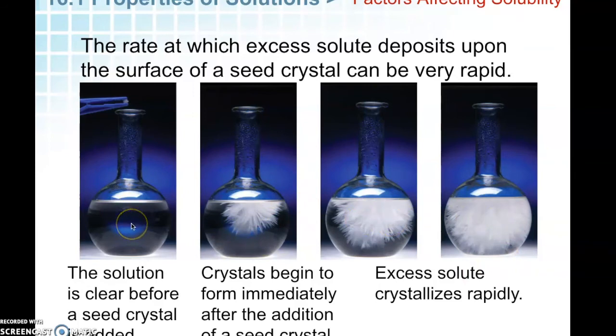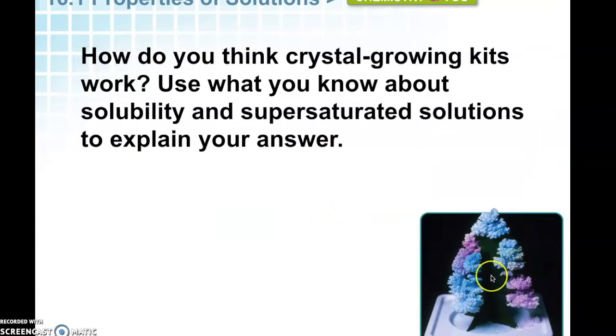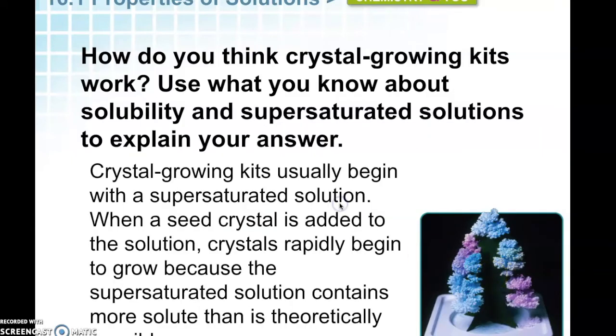And this is supersaturated, which means it's above the line. And then we add one crystal, and it goes all the way over. And we see all the other crystals forming. And that's how crystal growing kits work. Okay, they use seed crystals.